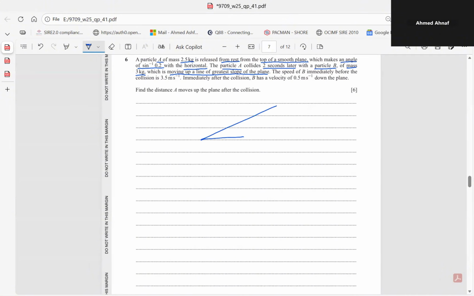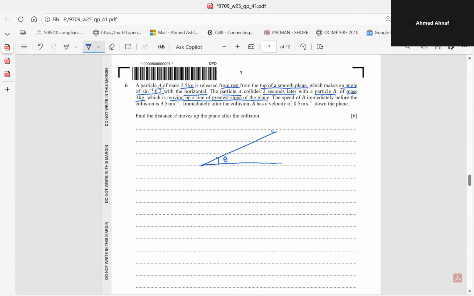So this is our plane. I'll just call this theta. So from the top, we have A. So A is 2.5 kg. Wait, sorry, kg. Released from rest. And then B. Okay, so A is going down. And then B, which is 3 kg, is going up the slope.